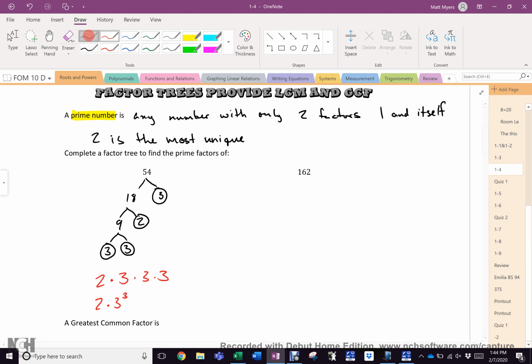Do the same thing for 162. Since it ends in 2, what would be the logical one to start with? It would be 2 and 81, because it's an even number, so we know it divides by 2. 2 is prime, so we circle it. What is 81? 9 and 9. Either of them prime? No, so we break down again. 3, 3, 3, 3. Prime, prime, prime, prime. What is that? 2 times 3 to the power of 4.